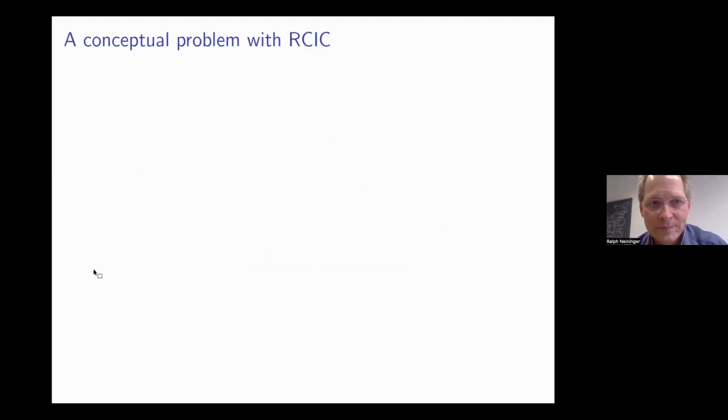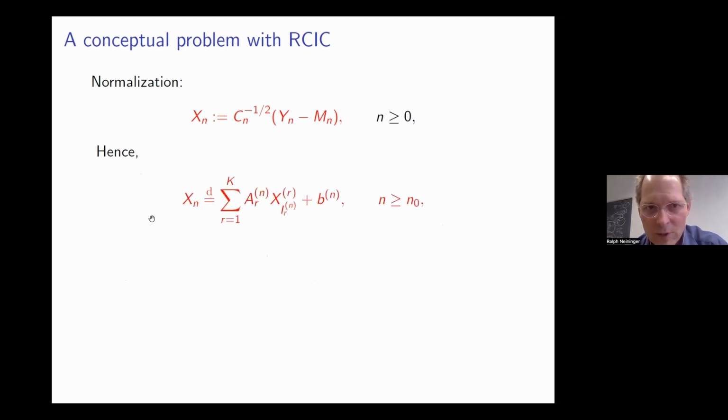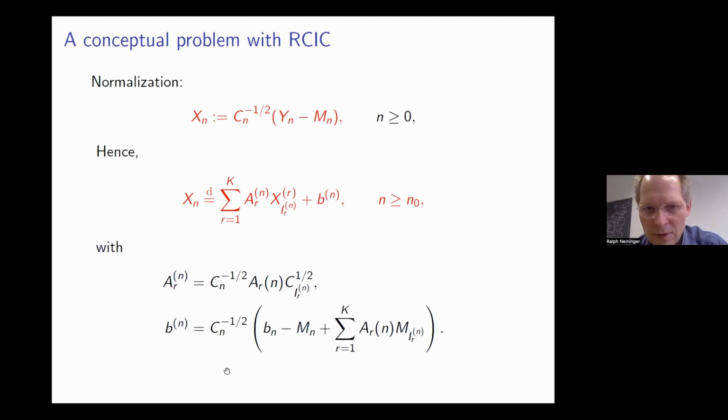Okay. Now, what is the principal problem with this relaxed conditional independence condition? Just recalling what we usually do. So Y_n is our quantity. We do a renormalization. So we subtract something like the mean and divide by something like the standard deviation. And then we write down a recurrence for these normalized quantities, which looks like the original one, just the coefficients are new ones, which can be calculated. And we can just calculate them.